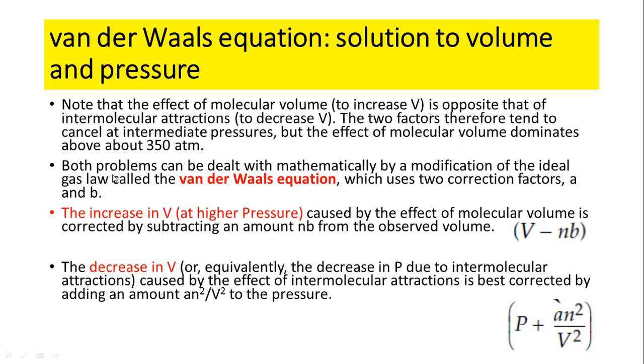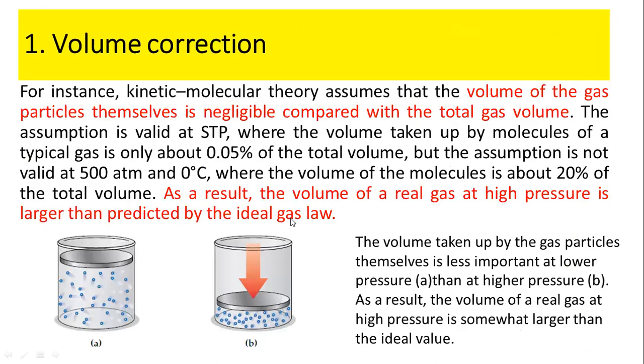Both problems can be dealt with mathematically by modification of the ideal gas law, and this is called the van der Waals equation. This uses two correction factors: one is the small a, another one is the small b. One is associated with the pressure, another one is associated with the volume. So let's suppose, from what we discussed in the previous slide, there is an increase in volume at high pressure. So we are discussing over here the correction in volume.